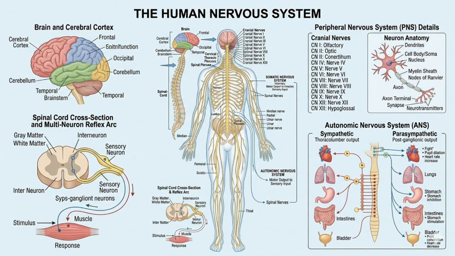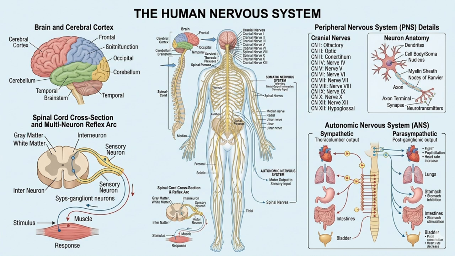Synapse and neurotransmitters. The junction where a neuron communicates with another cell. An action potential causes the release of chemical messengers, neurotransmitters, into the synaptic cleft. These bind to receptors on the receiving cell, exciting or inhibiting it.